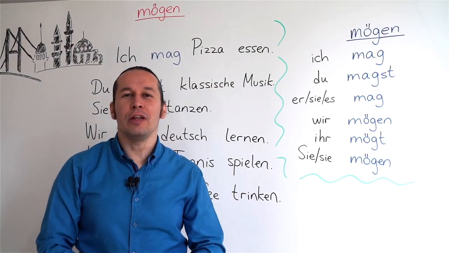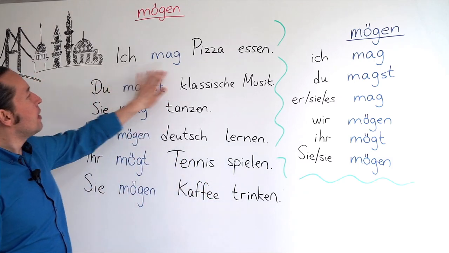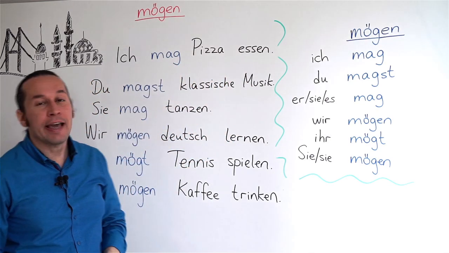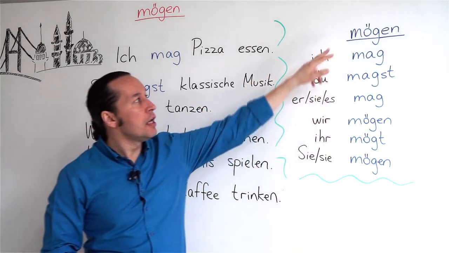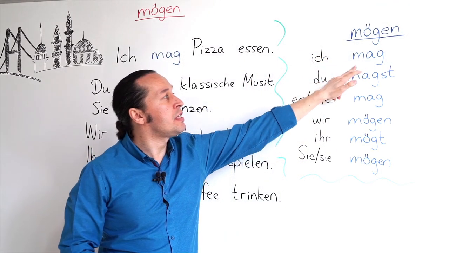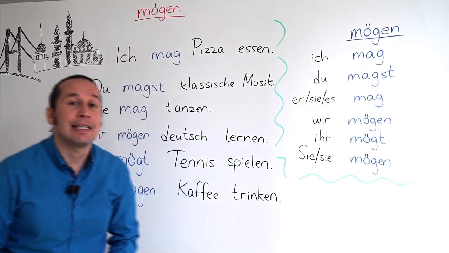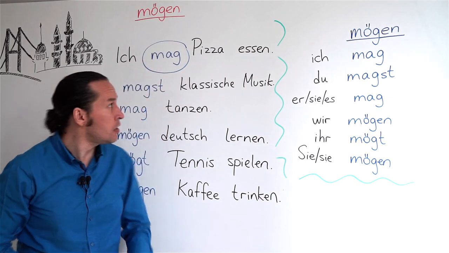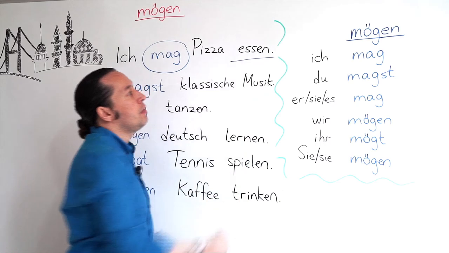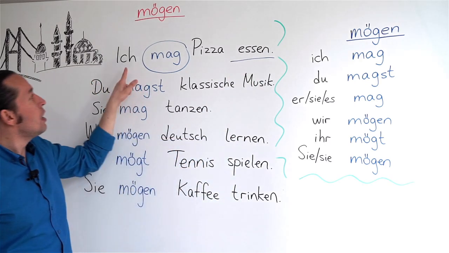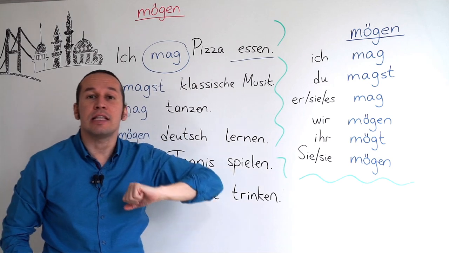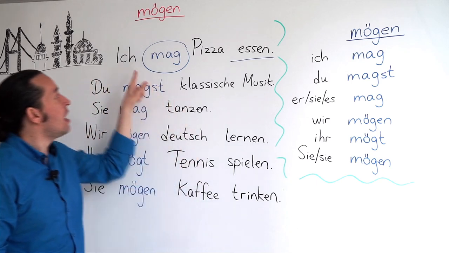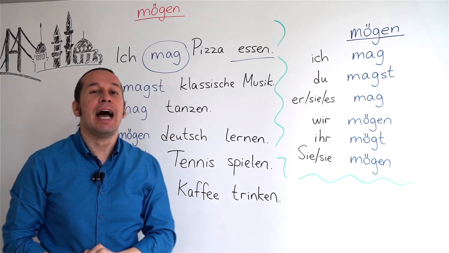Let's continue with the following examples. Here in this sentence it says, ich mag Pizza essen. I like to eat pizza. In the chart, mögen, we see that ich is conjugated as ich mag. So the conjugation will take place here in the second position. And the infinitive form essen will be in the ending as usual. So ich mag Pizza essen stands for I like to eat pizza.